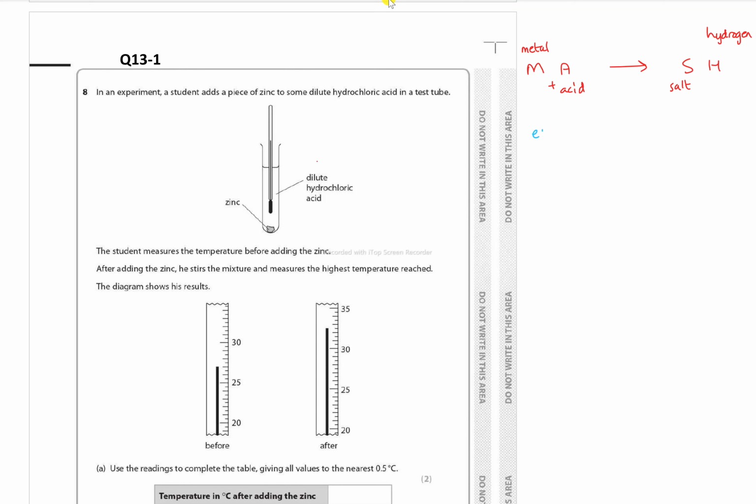Now from there, what did we say you're going to observe? You're going to see effervescence, which is another word for bubbles. And you will see the metal getting smaller. Metal gets smaller, or you can say metal disappears.